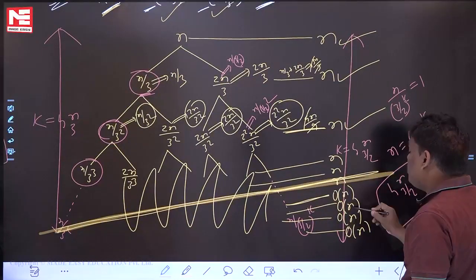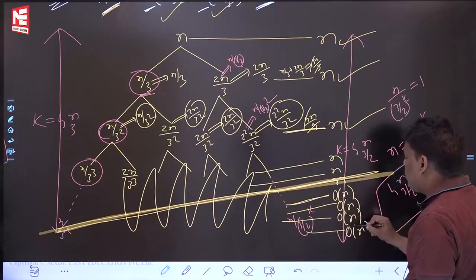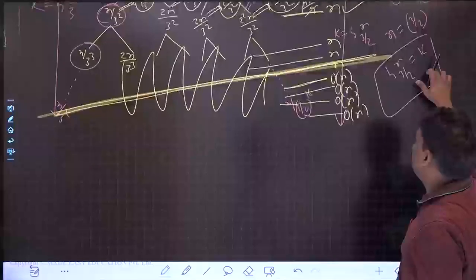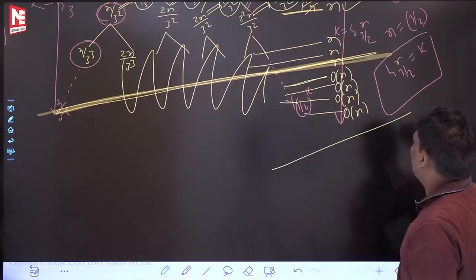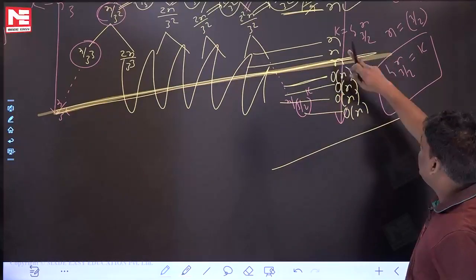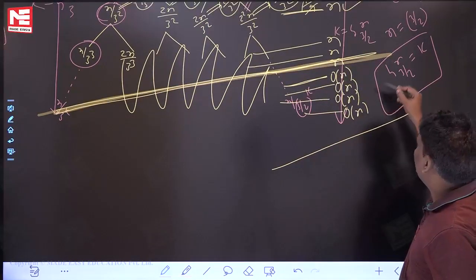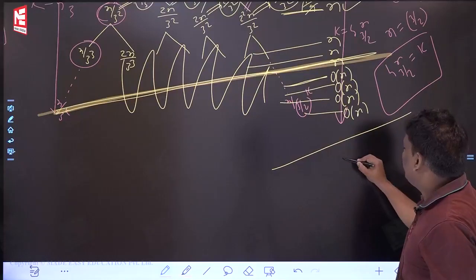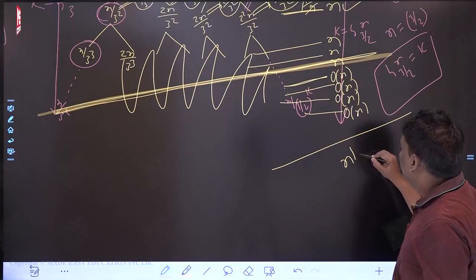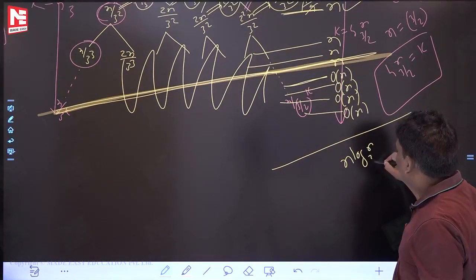Are all there? Some people missing. Right, upper bound n and so on. Can you help me now? If you are really comfortable, see the right side. On the right side every level is n. How many levels are there? Log n base 3 by 2. So finally what is the answer? Every level n, like that, log n base 3 by 2 times.